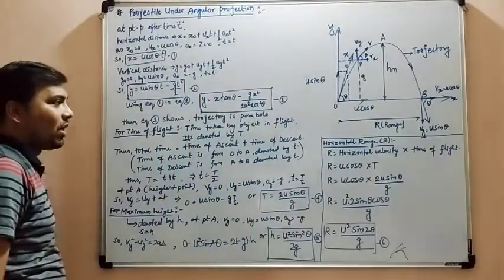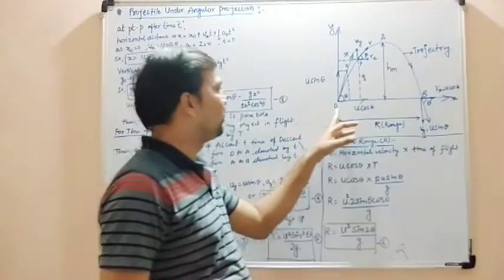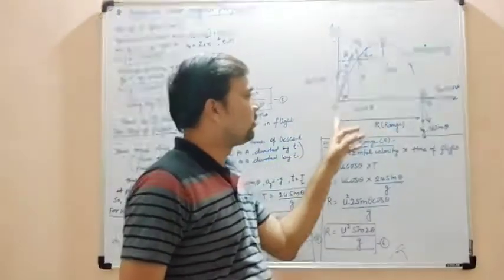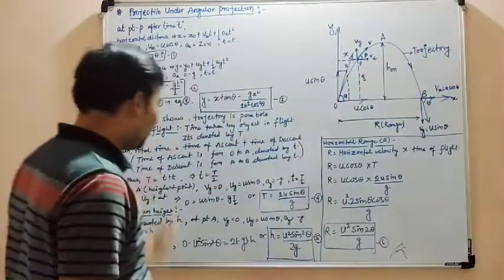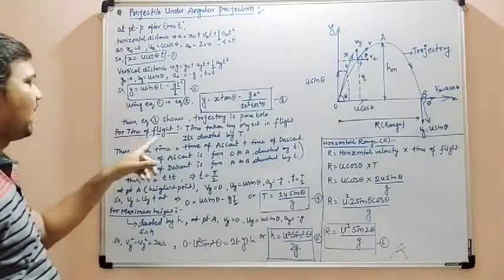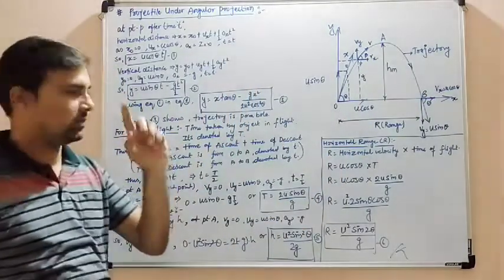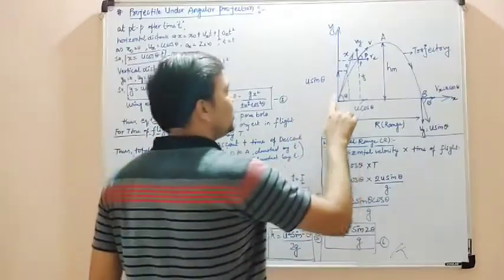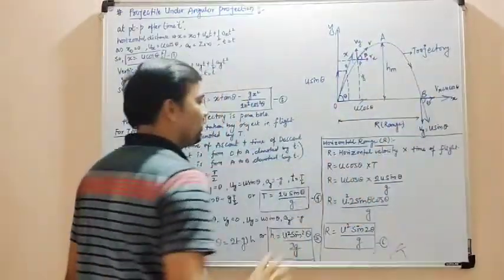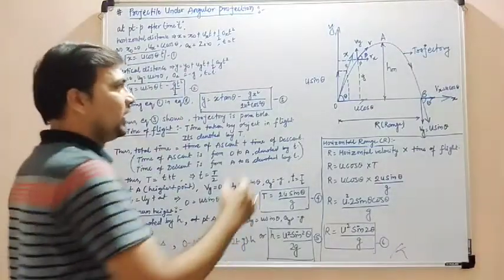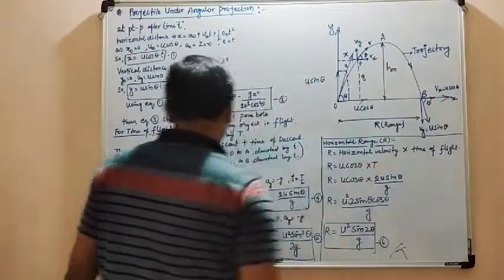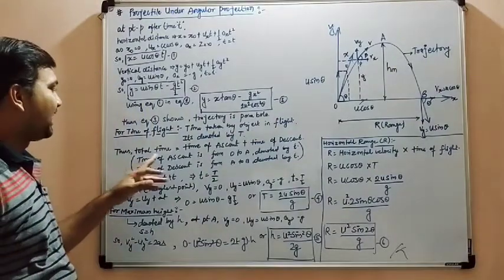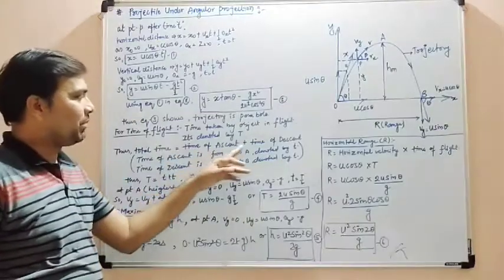Now how much time will the particle take to reach B from O when it is in flight? In flight means in the air. So let's take the time of flight as capital T. The total time period from O to B will be taken as capital T. But here the object will move first from O to A, then A to B. So the total time is given by time of ascent plus time of descent.